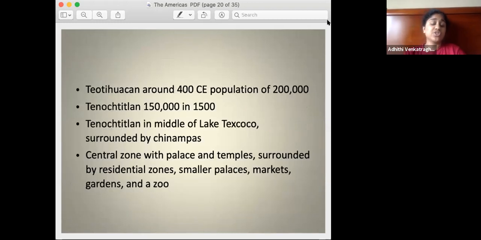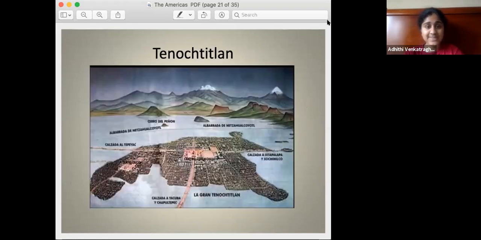Teotihuacan around 400 CE had a population of about 200,000 people. Tenochtitlan had around 150,000 in 1500, and Tenochtitlan was in the middle of Lake Texcoco surrounded by chinampas, with a central zone with palace and temples surrounded by residential zones, smaller palaces, markets, gardens, and a zoo. This is Tenochtitlan.